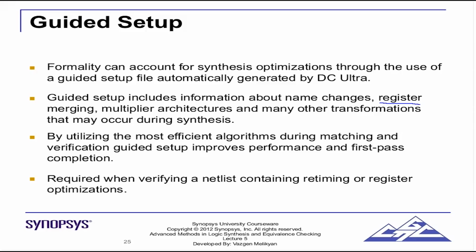So for these transformations, Compile Ultra will write something in the SVF file. This way, based on the guided setup, formality can use most efficient algorithms during matching and verification, and it improves performance. Over and above that, it reduces the headache of debugging such complex failures. Now in case of retiming, if you have enabled retiming, then if you are not reading the SVF file, certainly there will be an equivalence failure.